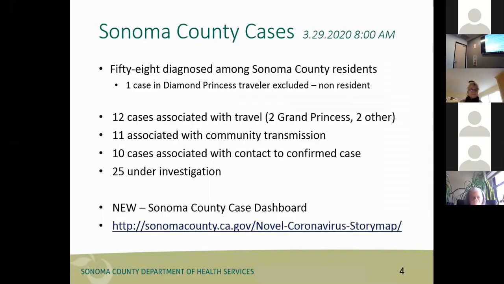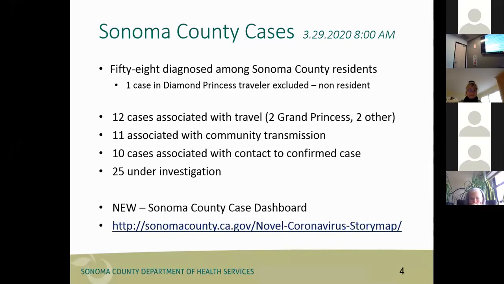And a little bit more about our Sonoma County cases. So we've had 58 diagnosed among Sonoma County residents. We did have 1 case that was a Diamond Princess traveler that's been excluded. That was a non-resident, but did spend time in our county being treated by one of our local hospitals. So we've had 12 cases associated with travel, and this includes 2 from the Grand Princess Cruise, and 10 others. 11 associated with community transmission, 10 cases associated with contact to a confirmed case, and then 25 under investigation.